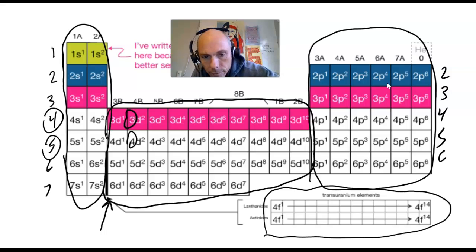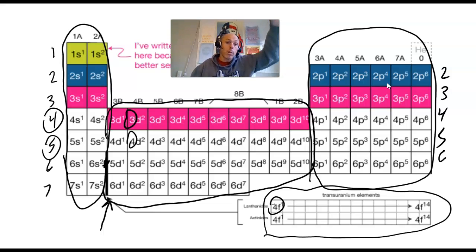The 4F block sits right here actually, between 6s and 5d. The 4F fills after the 6s. If we remember that order that the sublevels fill, the 4F fills after the 6s. The F block elements always have a principal energy level that is 2 behind the row they're in. The 4F sits right there, and it's in the 6th row. It's between 6s and 5d.